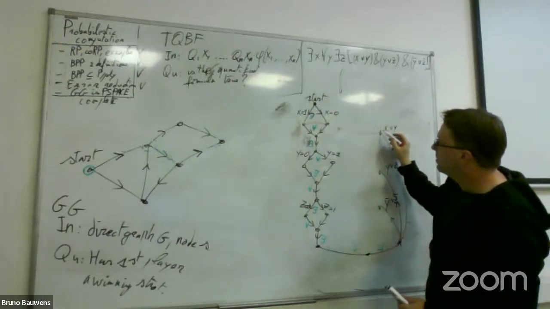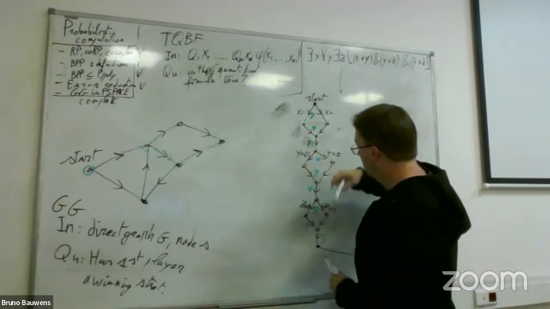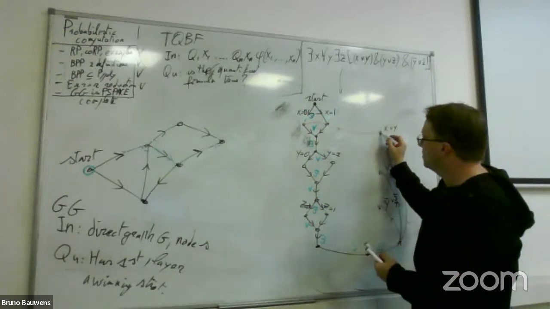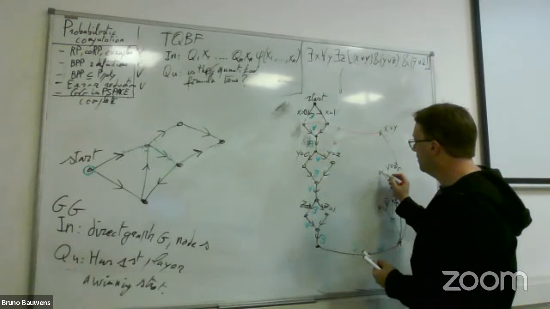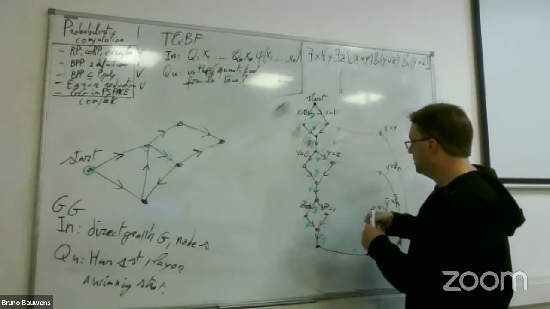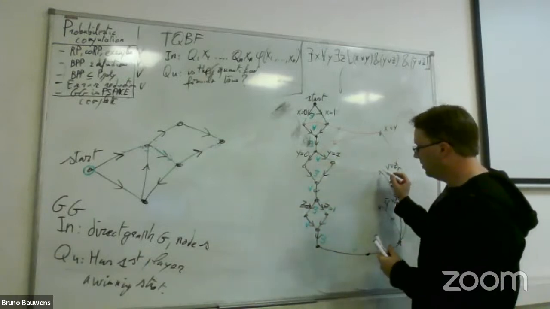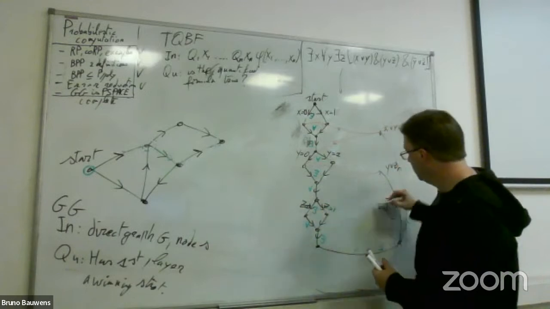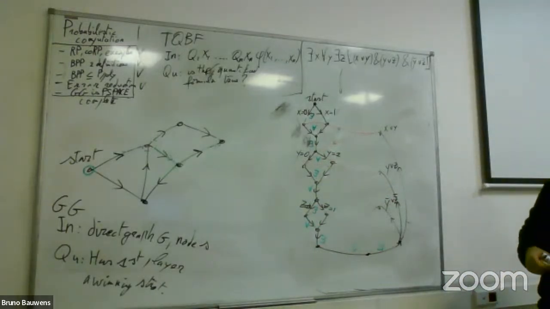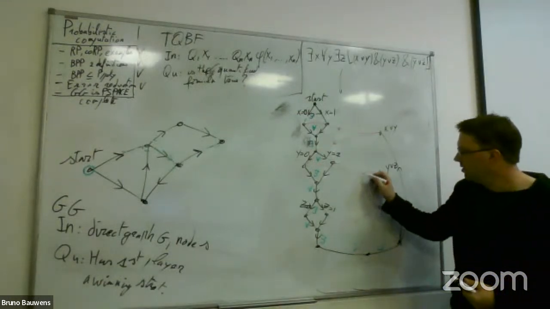X or, no, what am I doing? Left. X or Y. Y or Z. Here we have not Y, not Z. Okay, so that's the reduction. And all these edges go to the left.